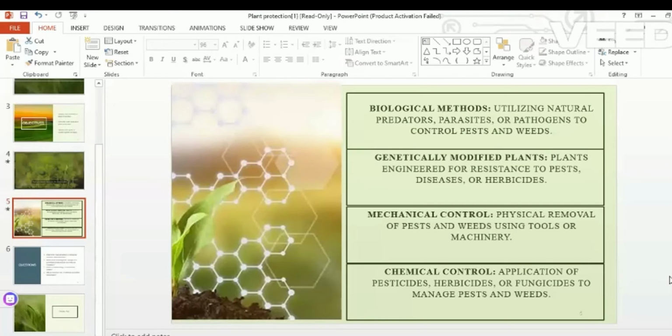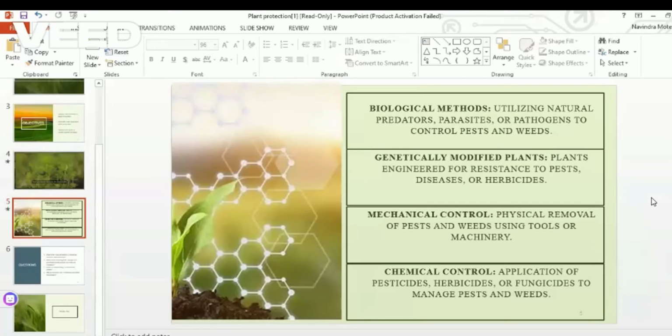The fourth one, chemical control: application of pesticides, herbicides, or fungicides to manage pests and weeds. Fast acting, but improper use can lead to pest resistance, environmental pollution, and health hazards for humans and beneficial organisms.